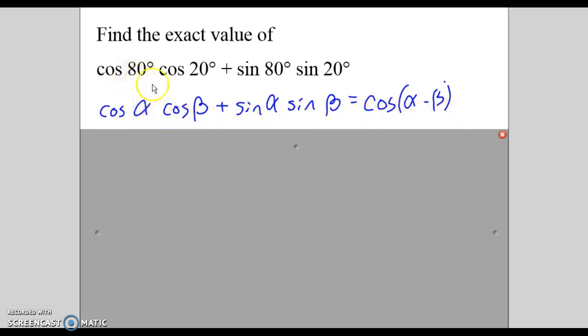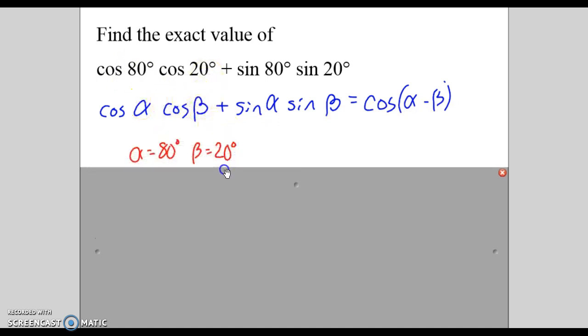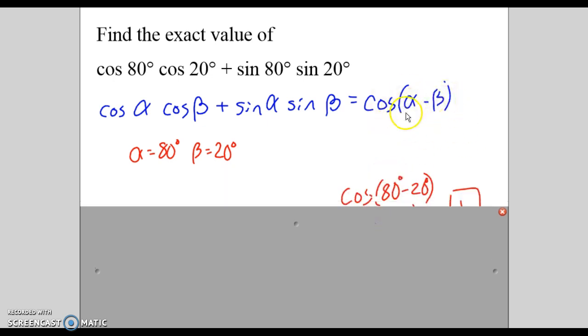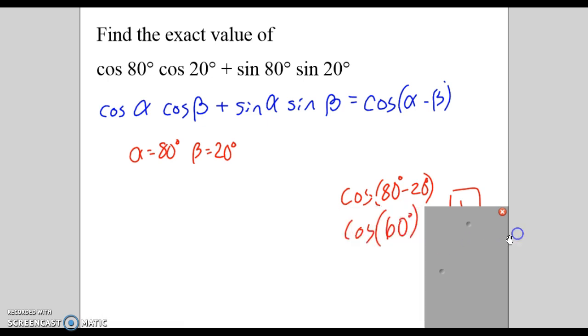So basically what I can do is say, well, that means that alpha is 80 and beta is 20. And then I can go over on this side and just plug in an 80 and a 20 there. So an easier way to do this problem is to just do the cosine of 80 minus 20. Well, 80 minus 20 is 60, and 60 is on my unit circle, and the cosine of 60 degrees is 1/2, and that's it.